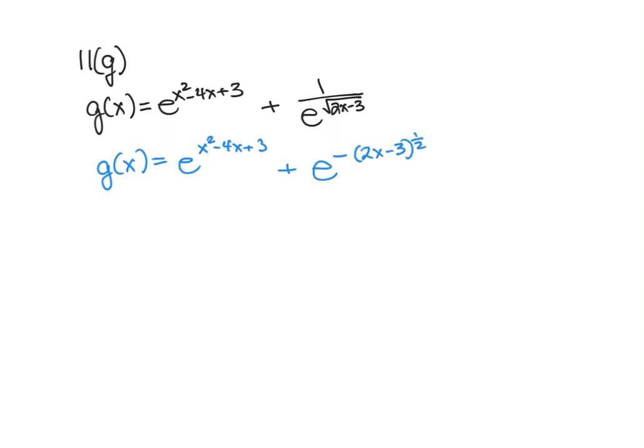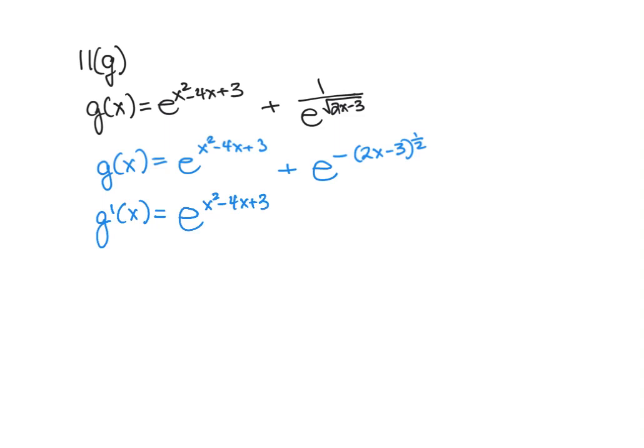So remember, when something is in the bottom of a fraction, you can write it as a negative exponent, and a square root is the same as to the 1/2 power. Now we're ready to take the derivative. g prime of x is equal to, our outside function is e raised to some power. So the derivative of e to a power is e to that power.